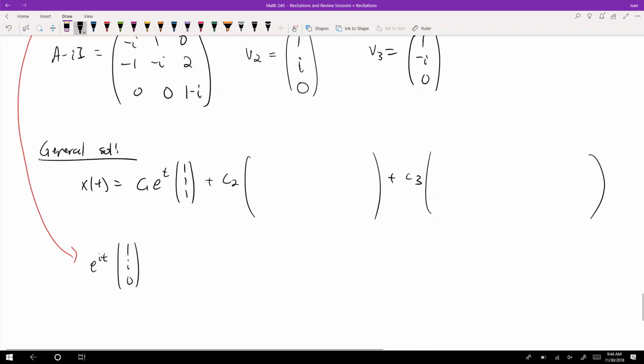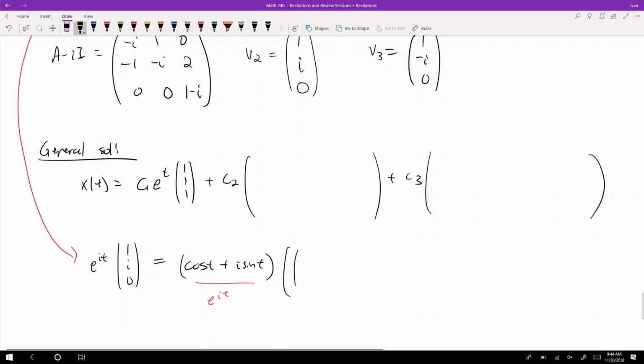So we're going to do the following. e to the it, times (1, i, 0). e to the it is equal to cosine t plus i sine t, and that's Euler's formula. We've been using it ever since 8.4. Now I'm going to factor out this (1, i, 0) term into a real part and an imaginary part as well.